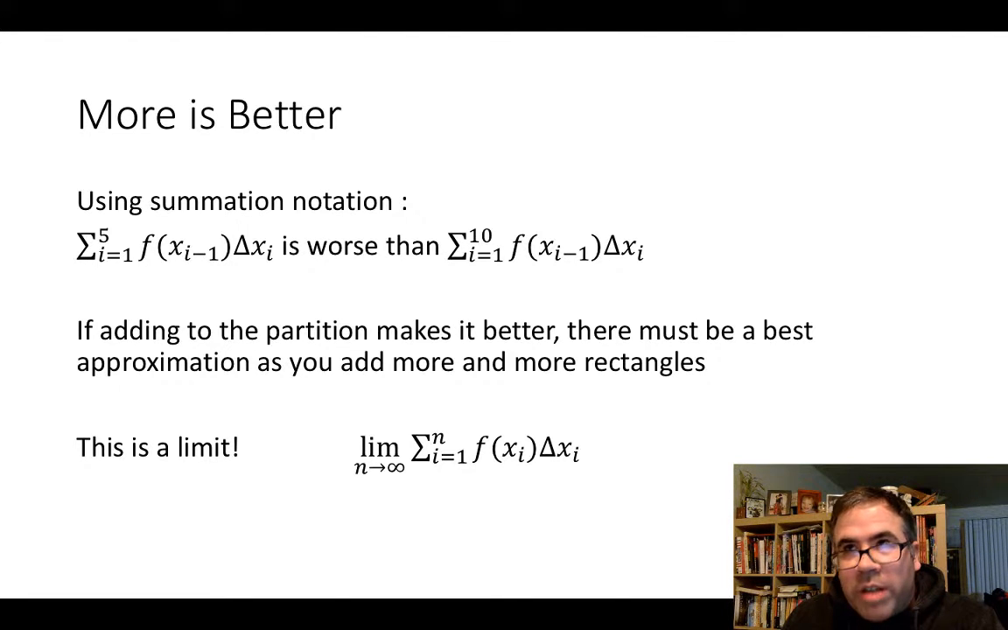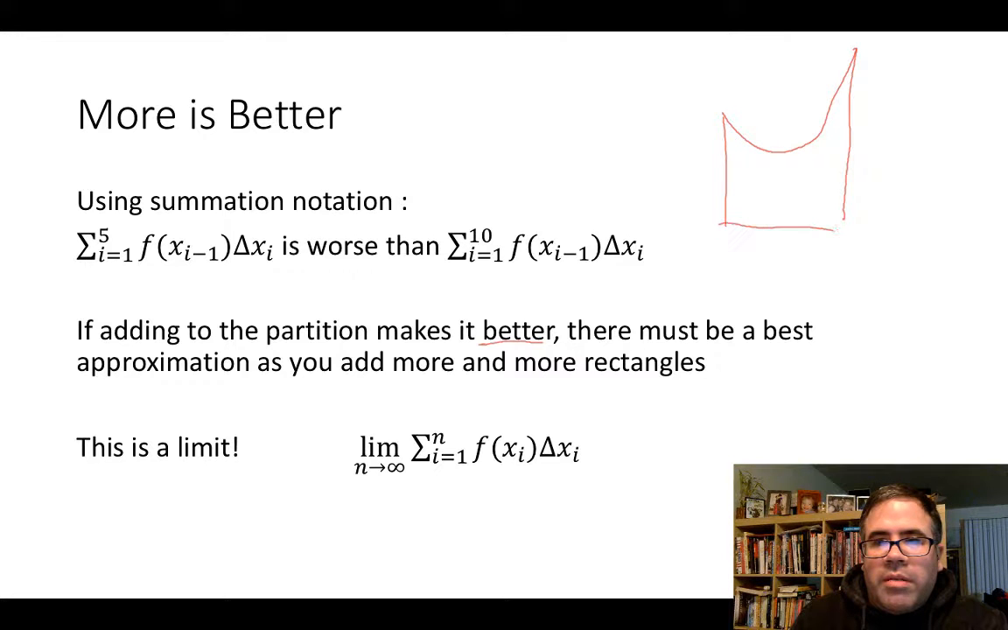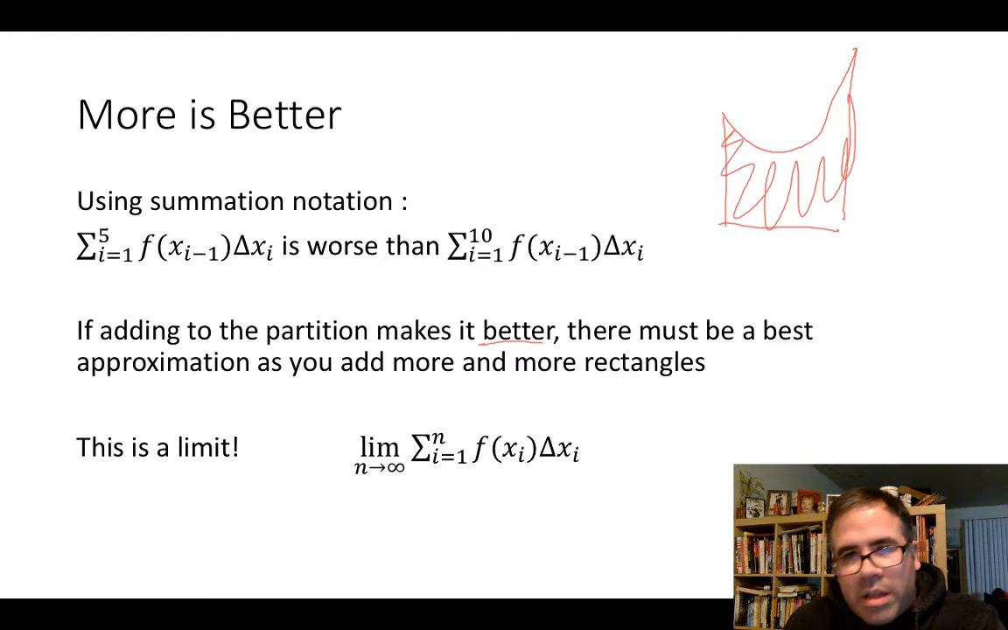Okay, well, if we follow that logic, the more subintervals we add, the better it is. Well, there must be, and especially since we know, like with our function earlier, right? This is some well-defined area, we just don't know what it is. So if adding to the partition is making it better, there's probably a best, the true area under this curve, that you get closer to as you add more and more rectangles.